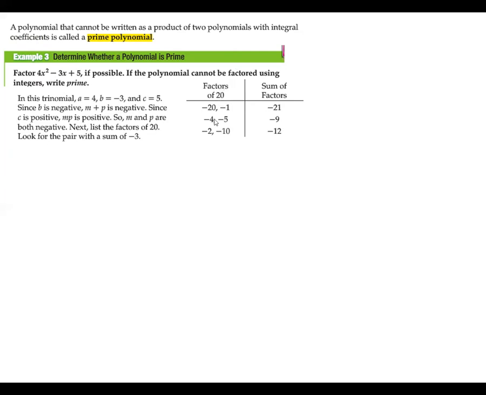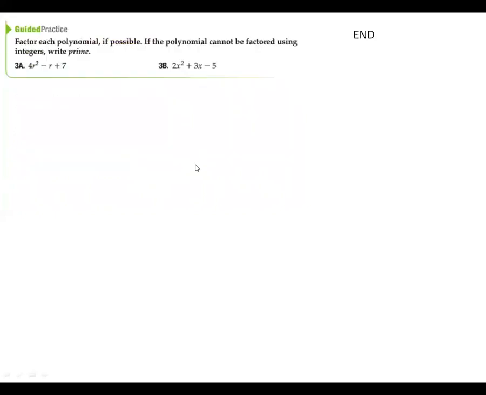None of these factors of 20, those are all the possible factor pairs of 20, none of them add to, what were we looking for? Negative 3. So therefore, the polynomial cannot be factored. There's no factors with a sum of negative 3, so it can't be factored using integers. Therefore, the polynomial is prime, and you would just write prime as your answer.